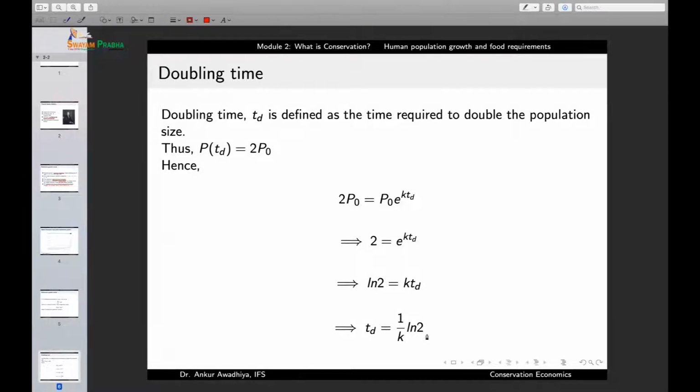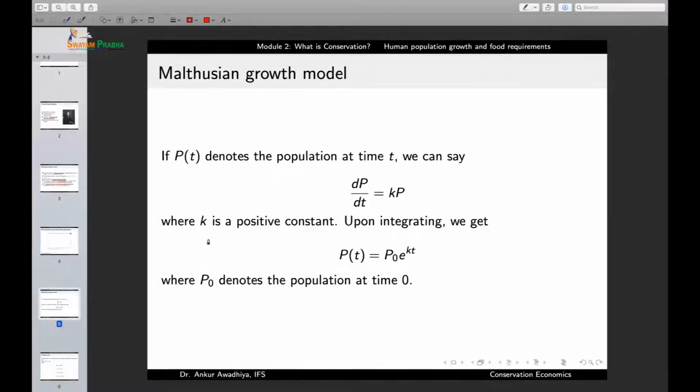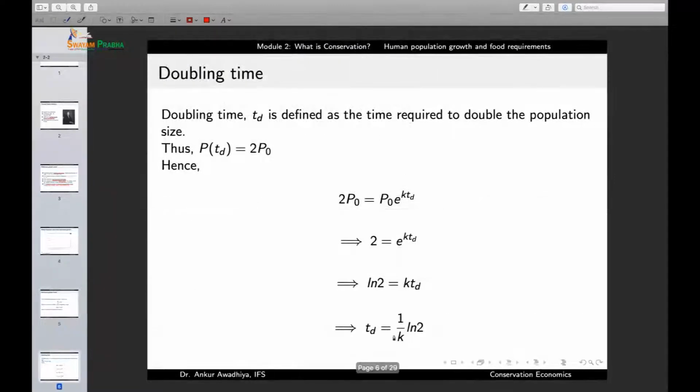Now, if you remember, this k is a positive constant. So k here is a constant, log 2 is a constant. So it tells us that the doubling time is a fixed number, similar to what Malthus had predicted.